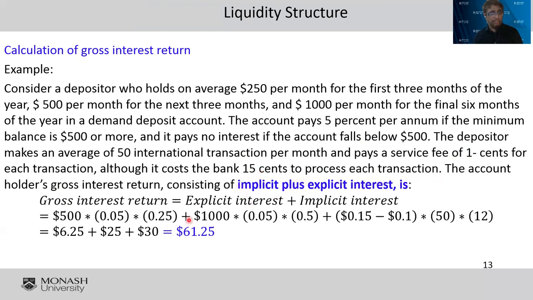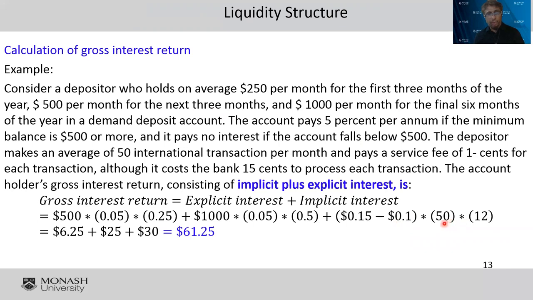So if you want to calculate it, first calculate the interest, which is actually you are not going to receive anything for the first 3 months because you are under 500. For the next 3 months, you will receive 5% for 3 months. And then you will receive 5% for 6 months. This is half a year. Then this is the fees. It costs them 15 and they charge you only 1 cent. Should be 1 cent, not 10 cents.